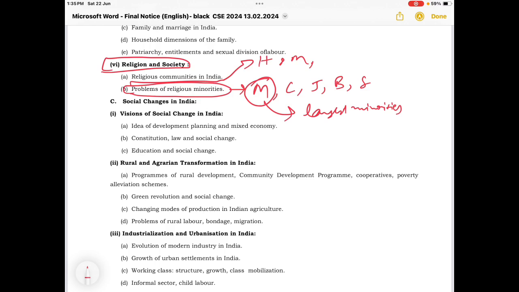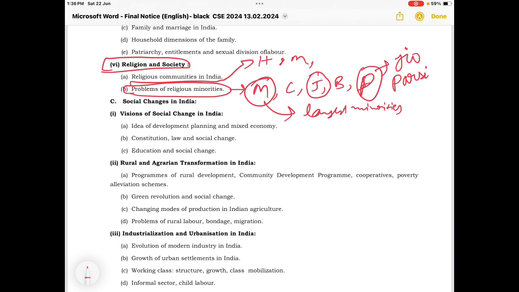What are the problems of religious minorities? The government has created many kinds of schemes and initiatives to increase the participation of these religious minorities, like for Sikhs, Muslims, Jains, Buddhists, and Parsis. Here you will see about the Parsis. One scheme has been launched, the Jiyo Parsi scheme, which aims to increase the birth rate, because these communities are very important.